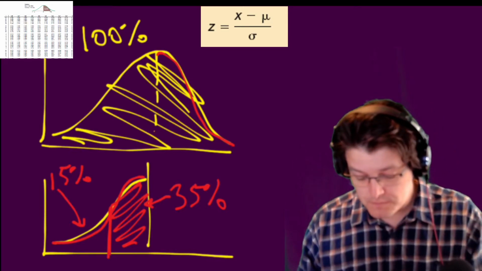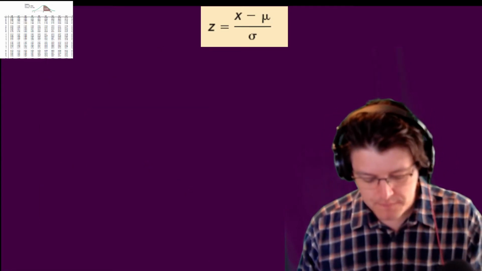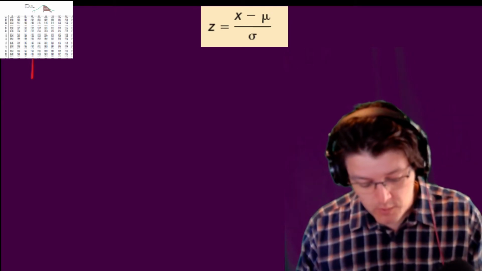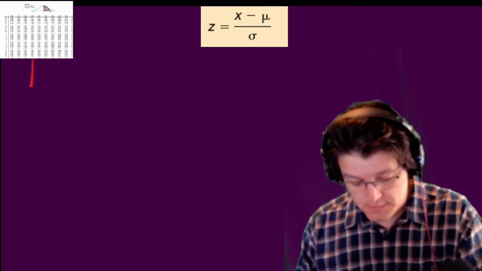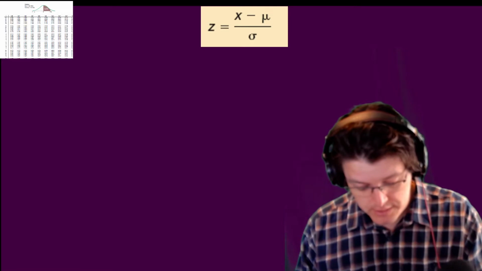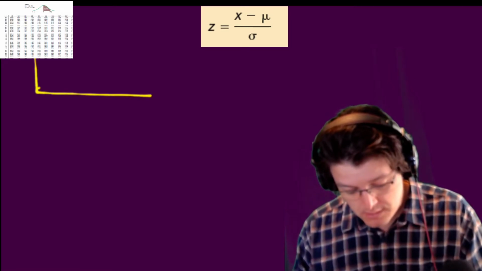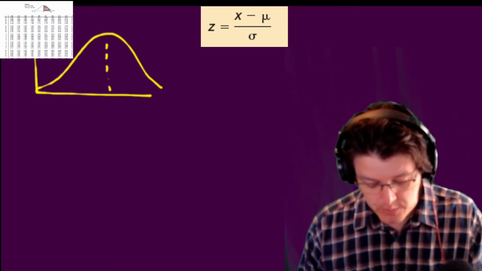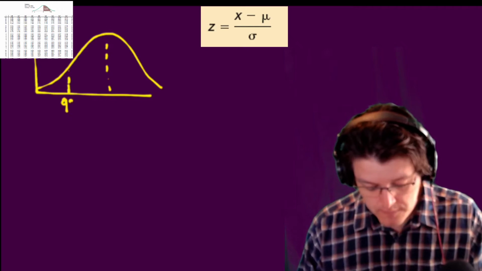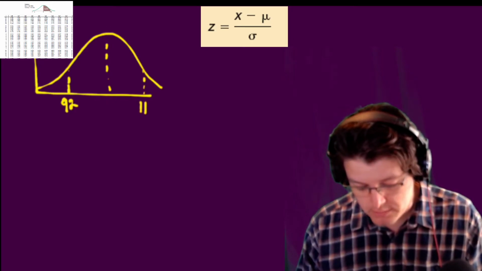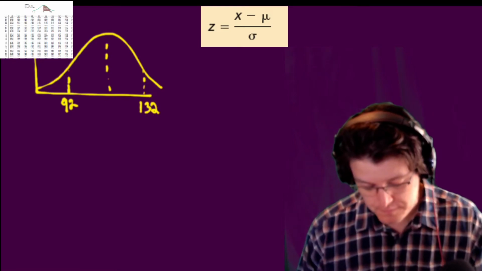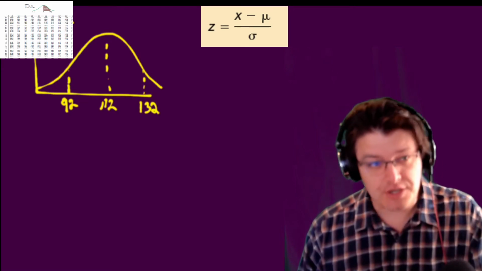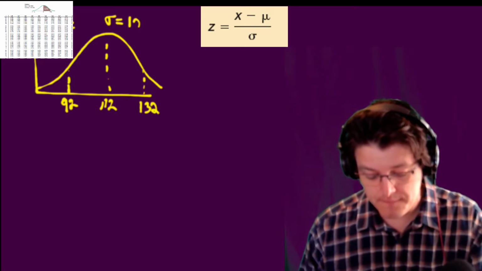Okay, so let's talk about one more example in the same kind of workflow. So what if we want to know what percent of people come in and their blood pressure is between 92 and 132? Okay, remembering our mean is 112 with a standard deviation of 10.